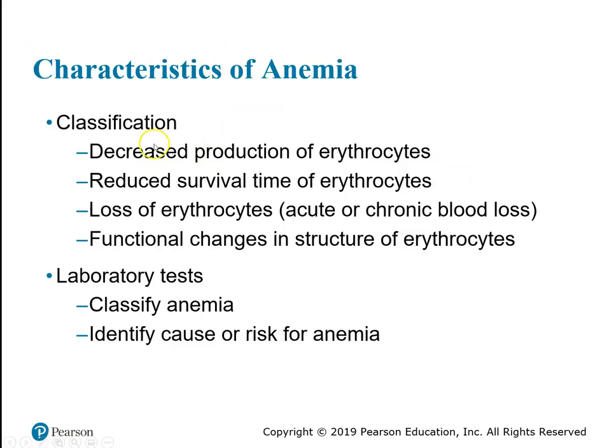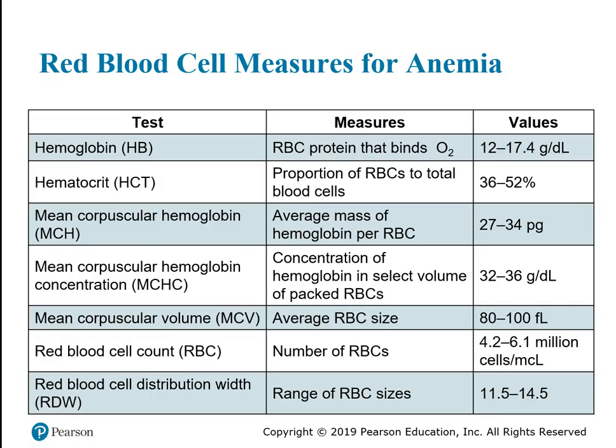So, decreased production of erythrocytes, reduced survival time of erythrocytes. They're made, but they don't hang around as long as they should. Loss of red blood cells, so for whatever reason, you're decreasing the number of overall red blood cells. You can also have changes in the structure of those red blood cells, so they're misshapen. There are a bunch of different laboratory tests you can do, measuring red blood cell numbers and hemoglobin levels, that can identify the cause or the risk for anemia. These are some of the tests.